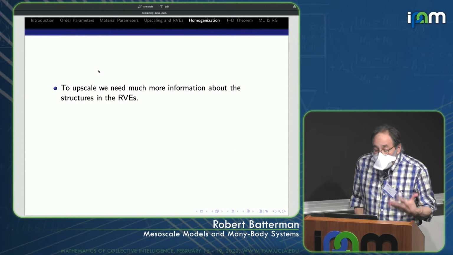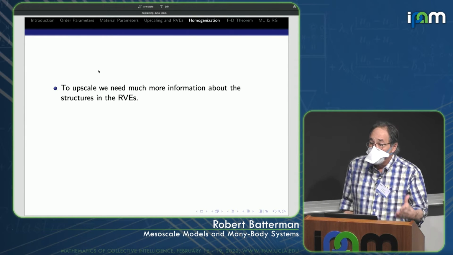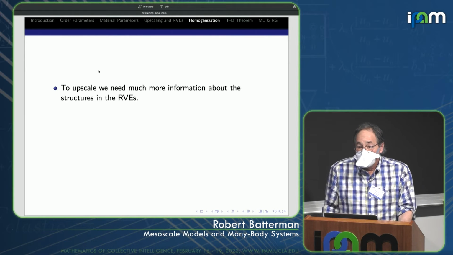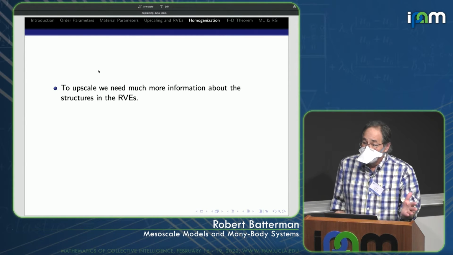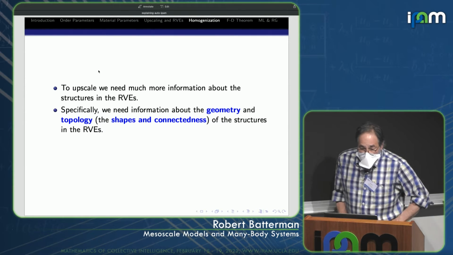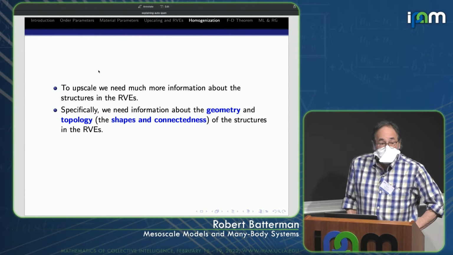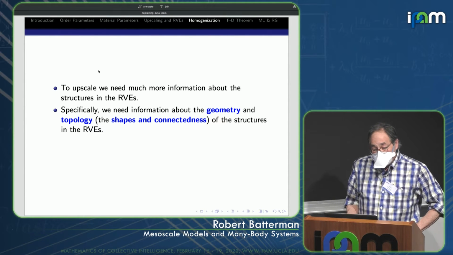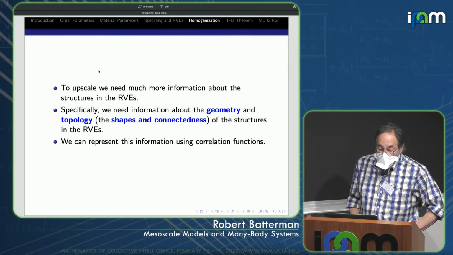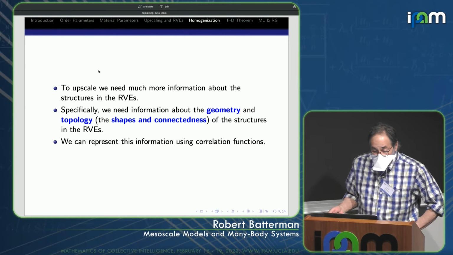And that means that in order to upscale, we need to know an awful lot more information about the structures in the relevant representative volume elements, a lot more than just the volume fractions. We need information about the geometry, the topology, the shapes, and connectedness of the structures in the RVEs. And we can represent this information using correlation functions.